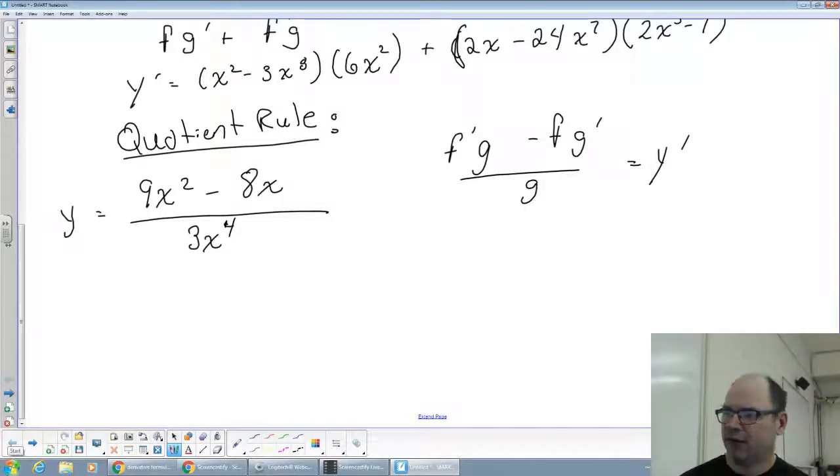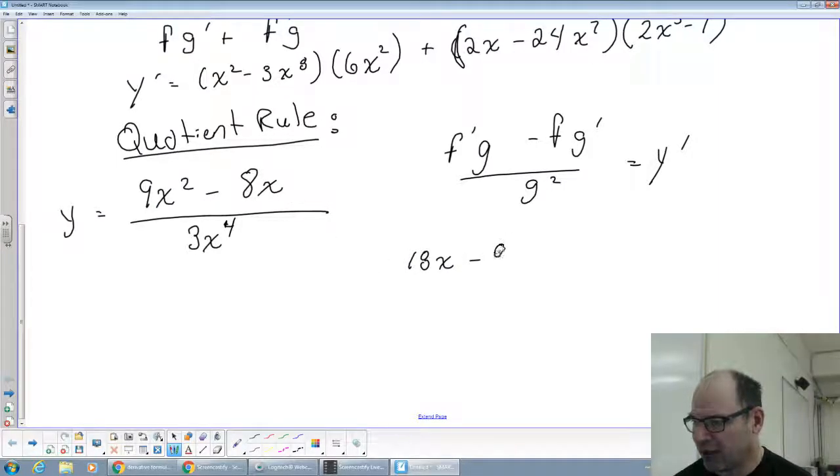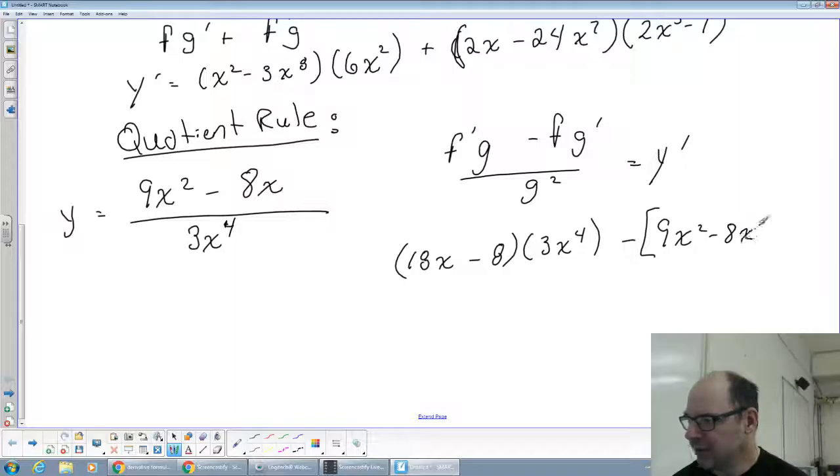If we use that and work it out here, f being the top and g being the bottom, and g squared on the bottom. So f prime, we take the derivative of the top, so that's 18x minus 8, times g, which was the bottom, minus f of x, which was the top, times the bottom derivative. The bottom derivative is 12x to the third.